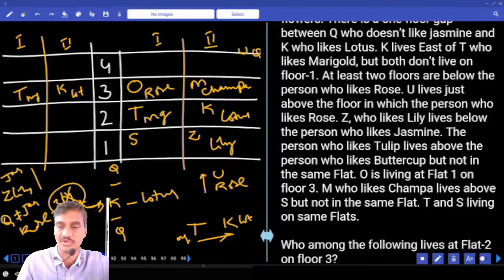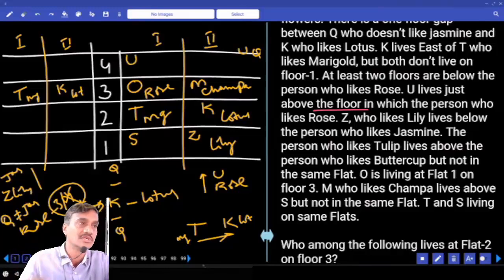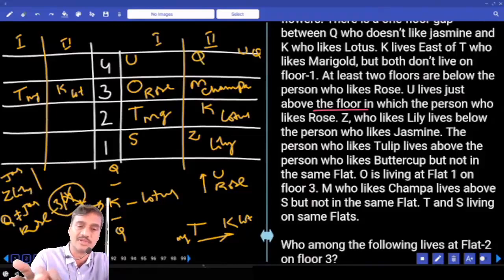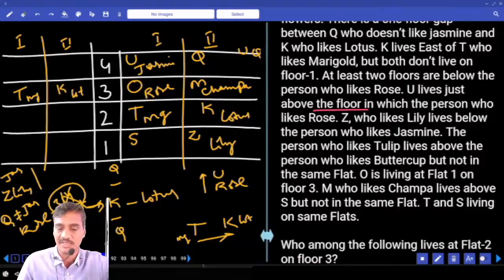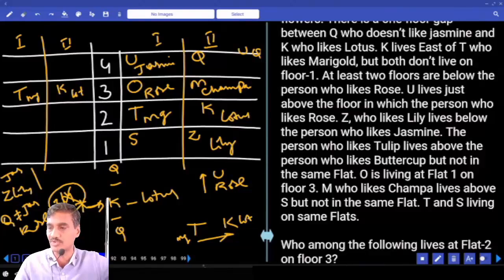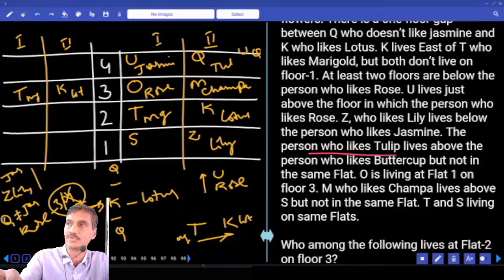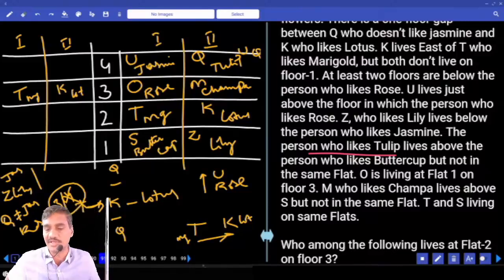Now, if O likes rose, and the one who likes jasmine, U lives just above the floor on which the one who likes rose lives. U is here, just above. Now, if that person is just above this one, then Q must be here. And Q does not like jasmine, hence U must like jasmine. And one more piece of information about tulip: the person who likes tulip lives above the one who likes buttercup. So Q is tulip, and this S is buttercup. Done with this? Now this is the final arrangement we have.